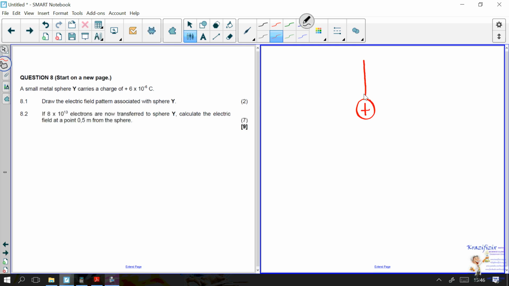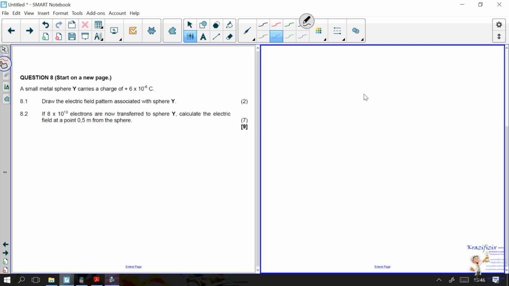What do we know? Field lines are going to move out of this. All right, straight lines. Okay, you don't have to draw so many. But the important thing is they must touch the charge, not go into the charge, and they must be moving out. You have 2 marks there. All right, question number 8.2. So that was 2 free marks there.